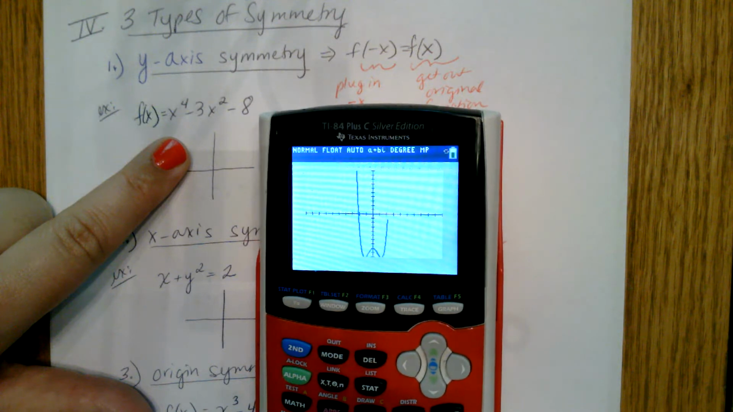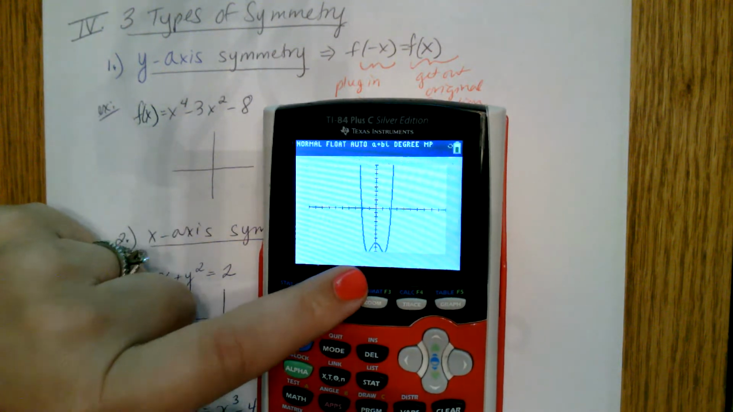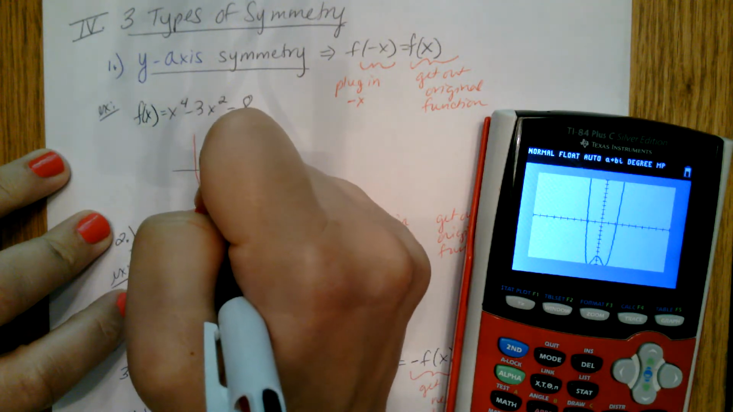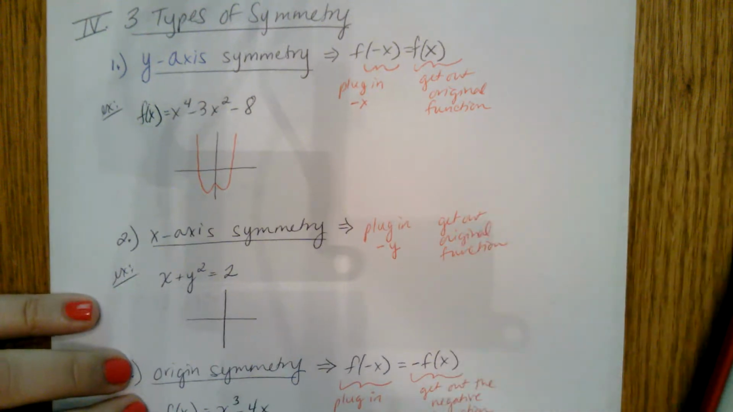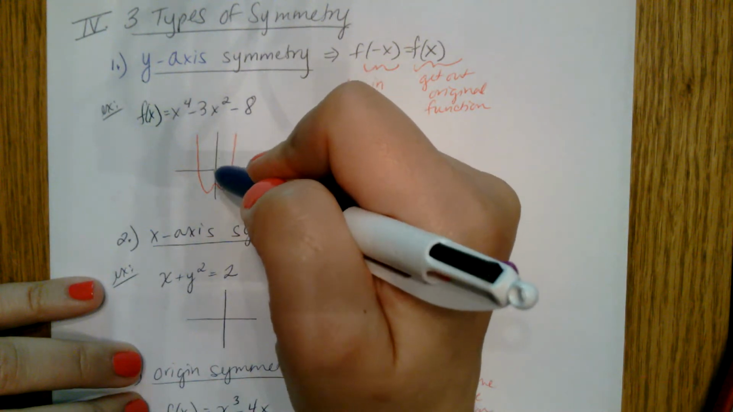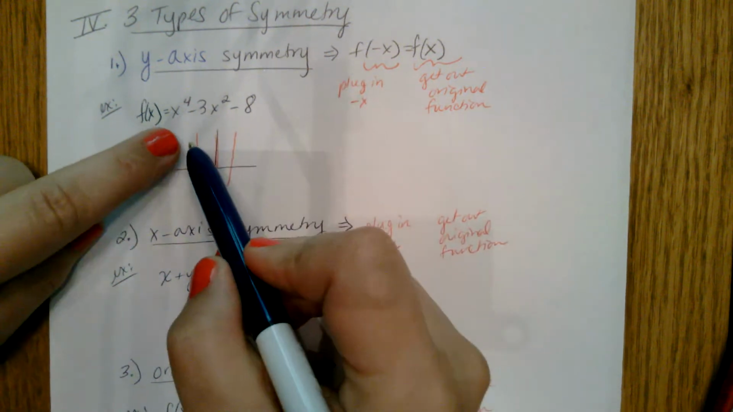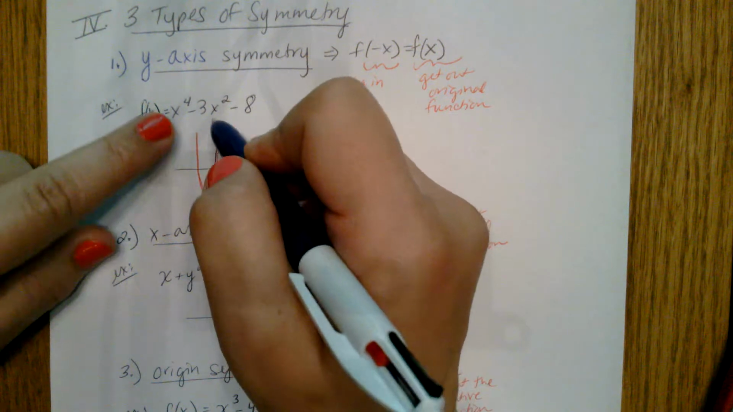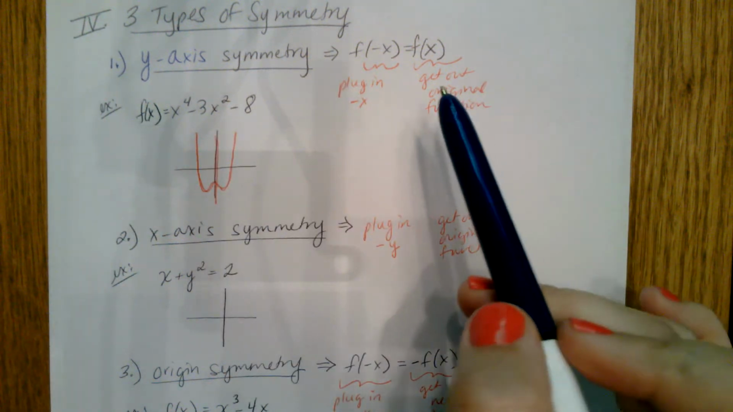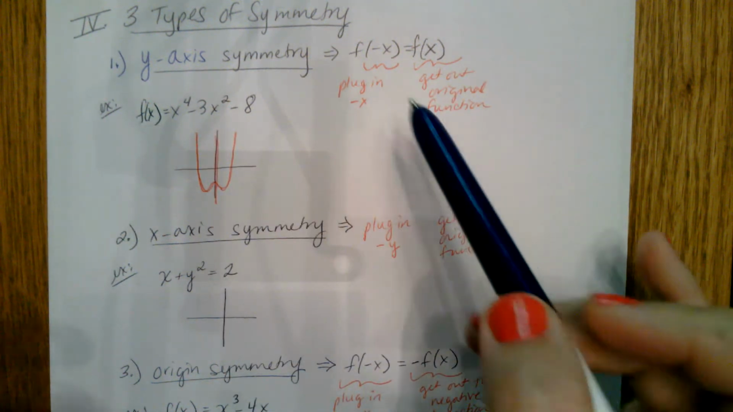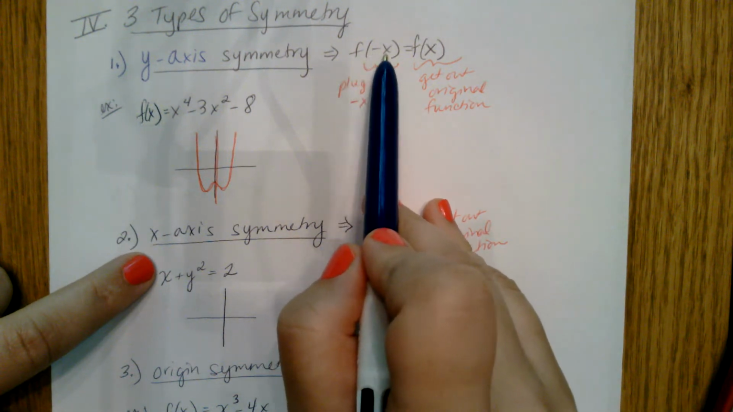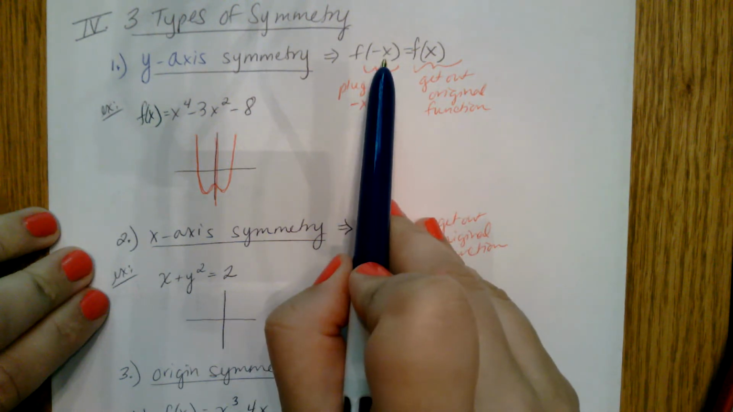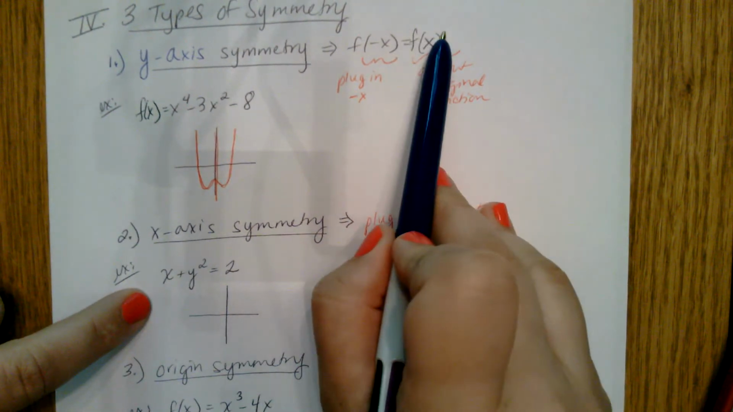And see, it kind of makes this W. I can go further, but it will go like this. And y-axis symmetry, if you can see, it means it can flip over the y-axis, that this half looks like this half if you cut it right down at the y-axis, okay? But another analytical way of doing it would be f of negative x equals f of x, or when you plug in a negative x, you get out the original function.